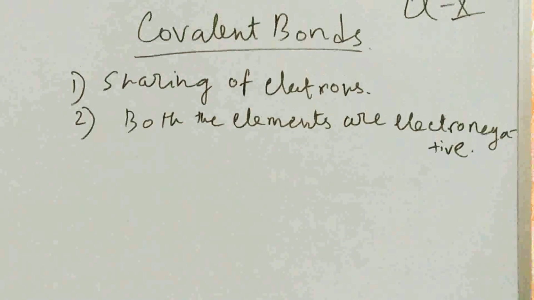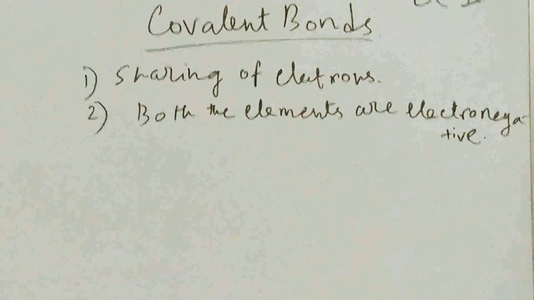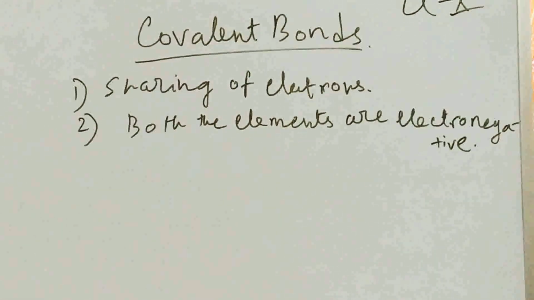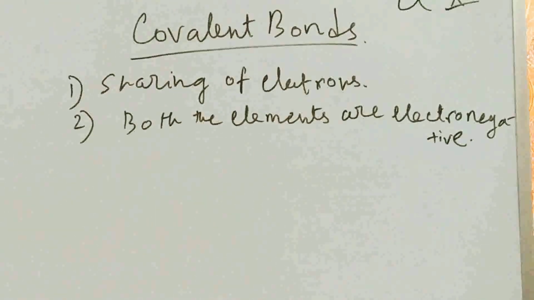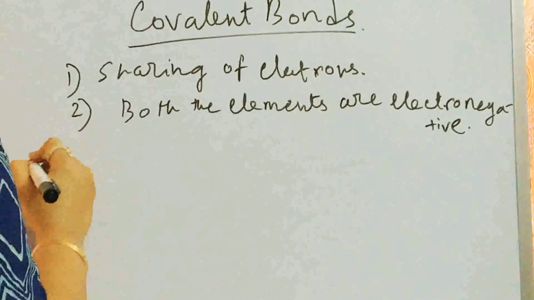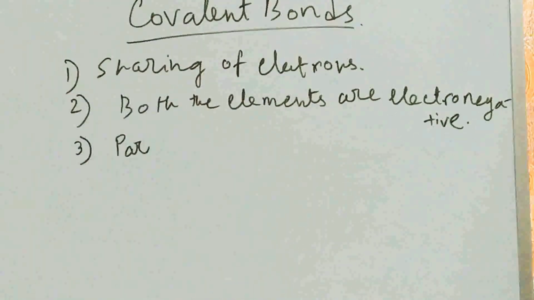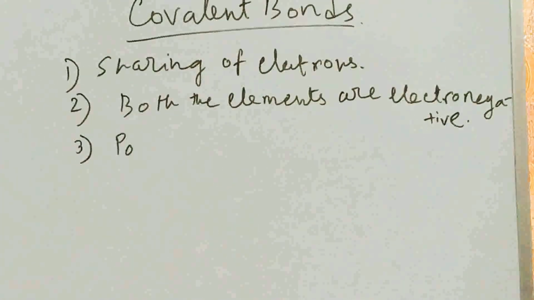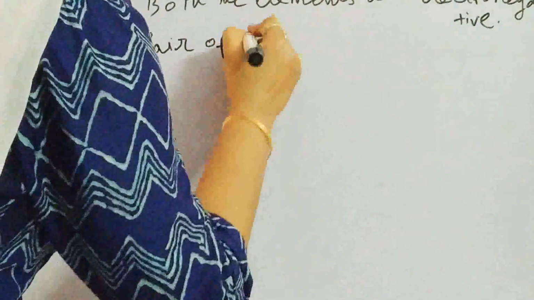Generally these covalent bonds are of three types: single covalent bond, double covalent bond and triple covalent bond. In a single covalent bond, we find the sharing of one pair of electrons. What is shared here? A pair of electrons. Electron pairs are shared between the two atoms.